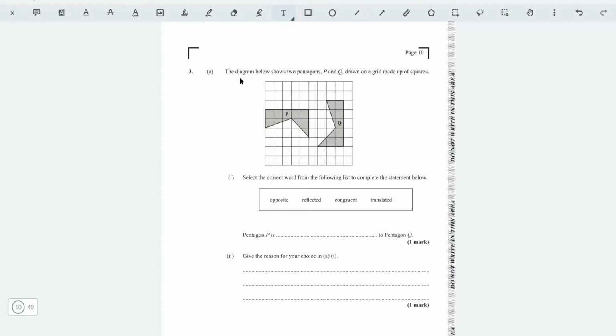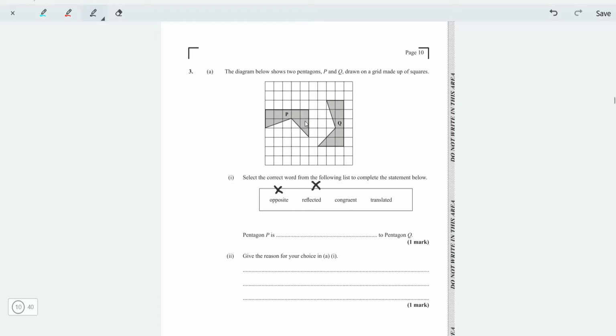The diagram below shows two pentagons, P and Q, drawn on a grid made up of squares. Select which one of them is correct. Opposite, no. Reflected, this is not reflection, no. Congruent, yes, they are congruent.